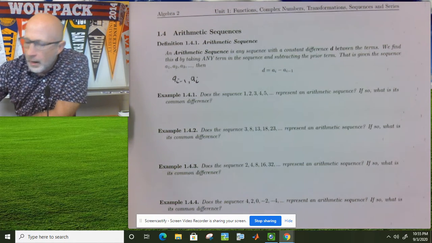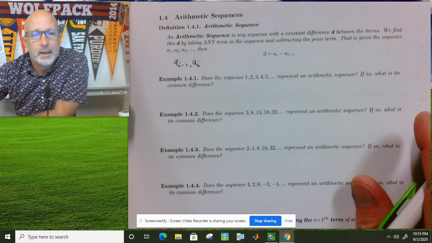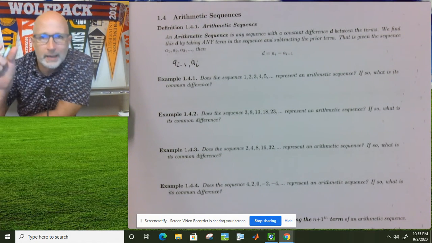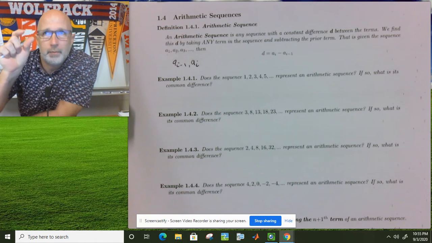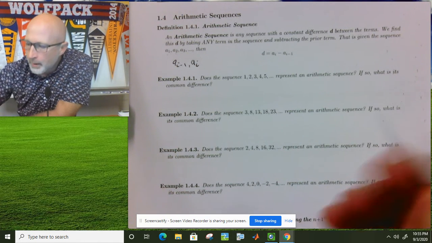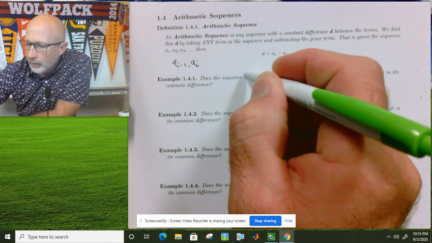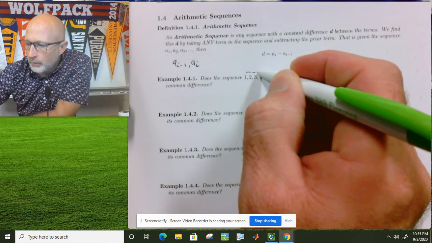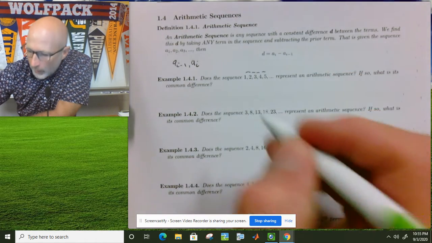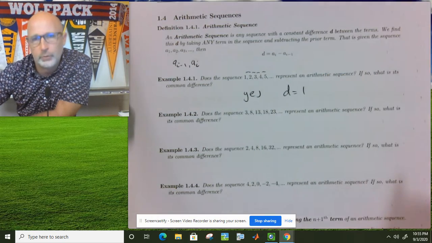Okay, so let's practice a few of these to figure out if they're going to be arithmetic. If it's going to be arithmetic, the difference between any two consecutive terms has to be the same. You can see here that this one, 1, 2, 3, 4, 5, goes up by 1, up by 1, up by 1, up by 1. So yes, this is arithmetic with d equal to 1.